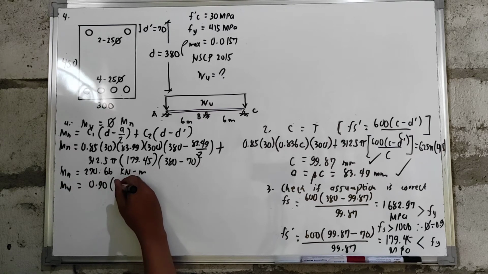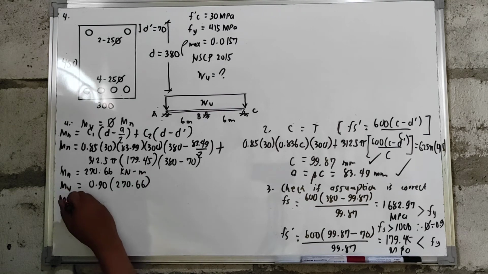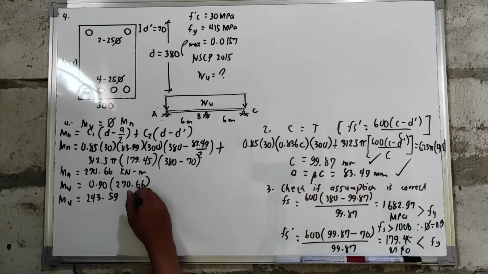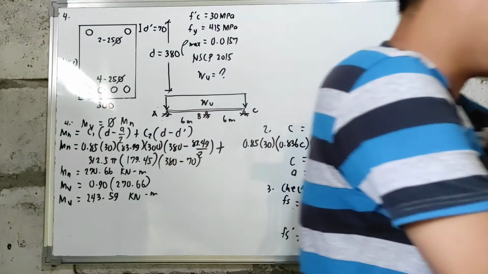So 90% or 0.90 of 270.66 kilonewton meter. So you will have a value of your ultimate moment capacity of 243.59 kilonewton meter. So with that, meron na tayong value ng MU capacity natin.